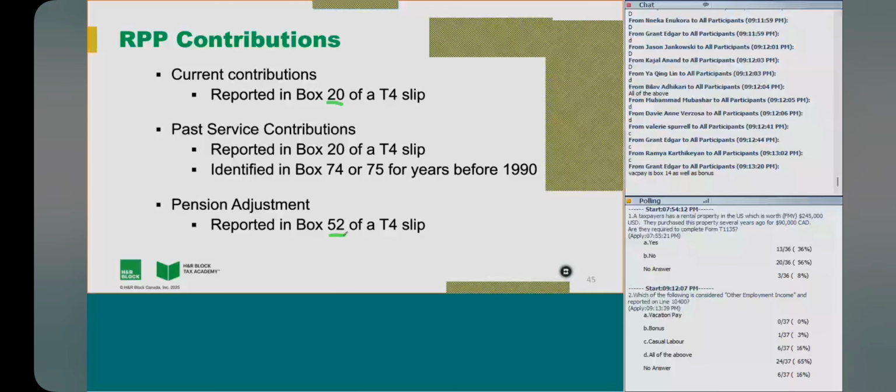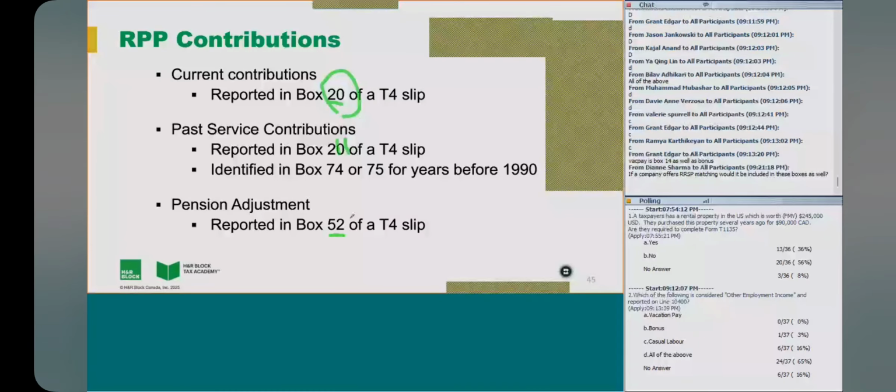Other things you might see. If there is an amount in box 52, but no amount in box 20, then this means that all of the money was contributed by the employer. If the amount in box 20 equals box 52, then all of the money put in was put in by the employee. Rarely you may see an amount in box 20, but no amount in box 52.